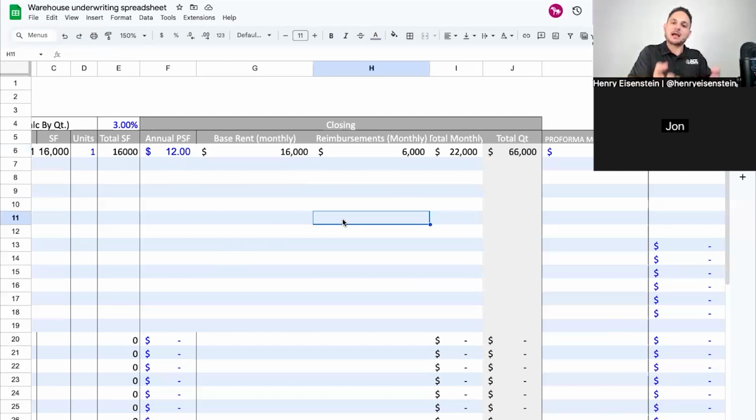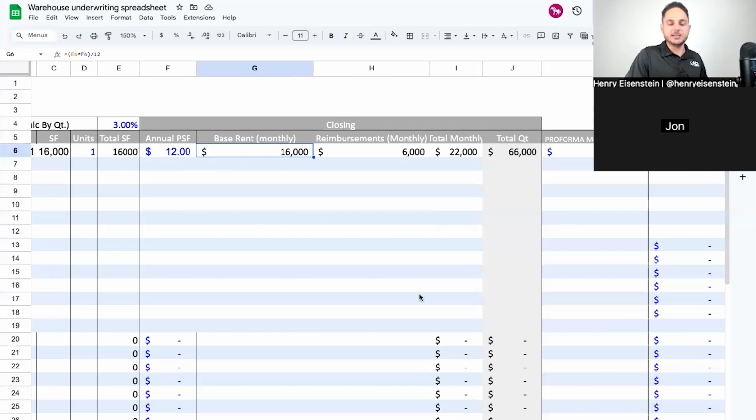And I'm charging back that tenant every month. So they're going to pay me the $12 triple net, which is $16K, and then they're going to cut me a check for a separate $6,000 a month for separate expenses or CAM charges. Okay, yeah, that makes sense.